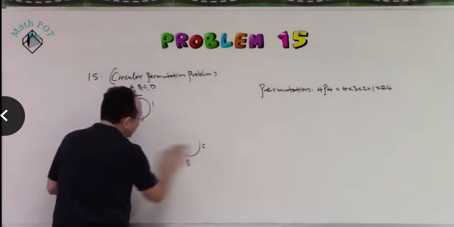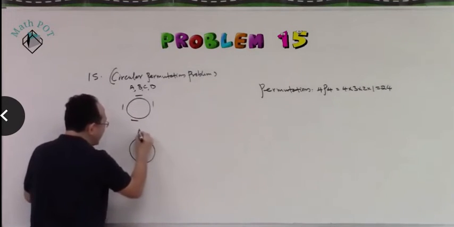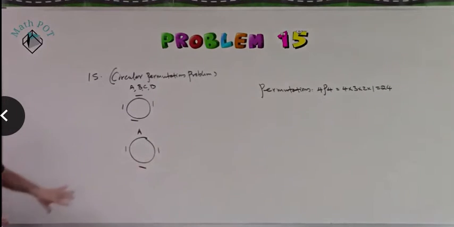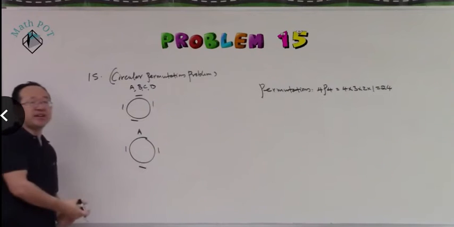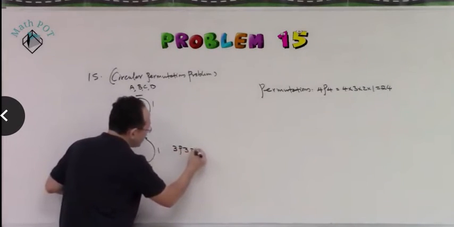That means what? A cannot change anymore. Of course, you can fix anyone. I'm going to fix A here. A cannot move. Of course, now we have B, C, D, so 3 people, so they can do any permutation. That gives us nothing but 3 factorial as the final answer.